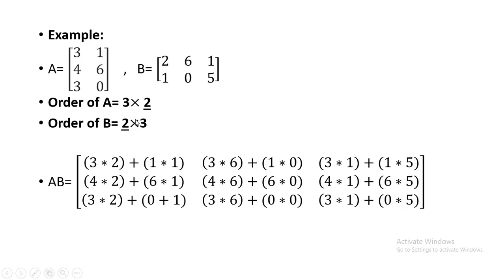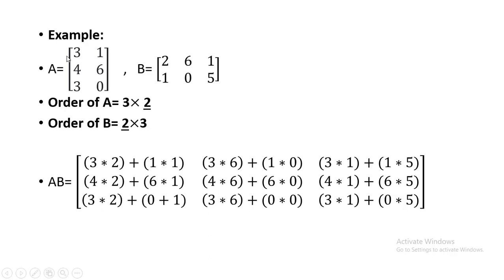You can also check what the result will be. You just write down the orders like this. If these two places are equal, multiplication is possible even when the dimensions of the two matrices are different. And the result will be a 3 by 3 matrix.